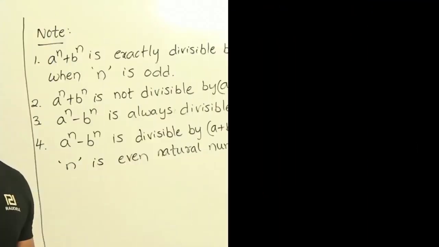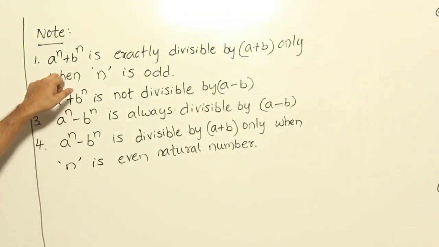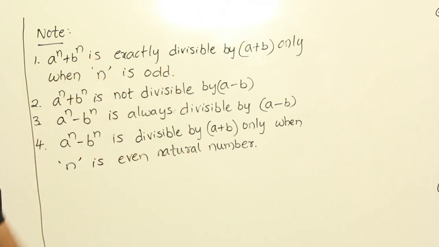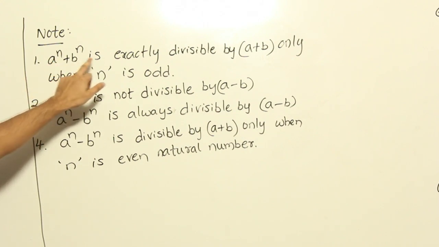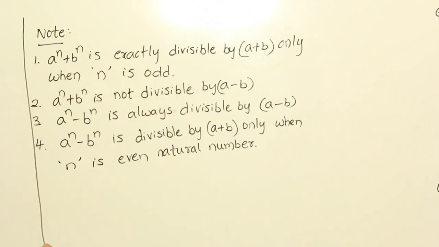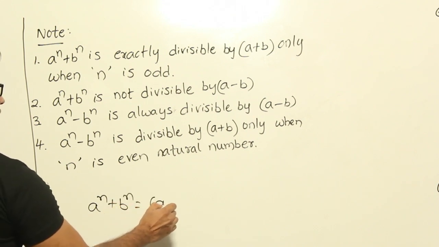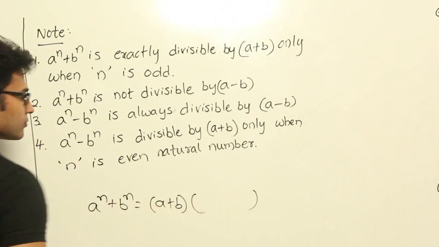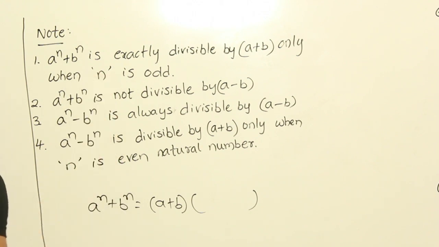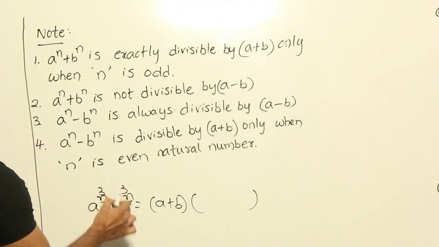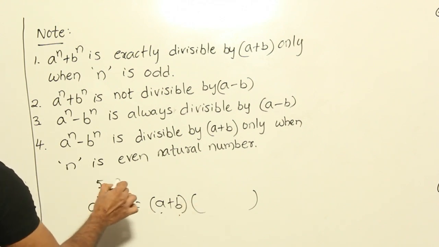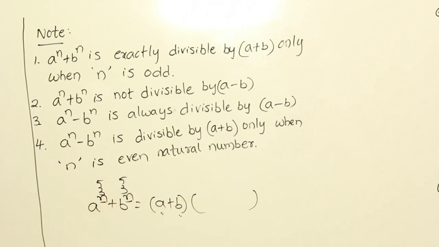Okay. Now you can remember some important points here. One point is a power n plus b power n is exactly divisible by a plus b when n is odd, which means if you have, let's say, n equal to 3, then a cube plus b cube is exactly divisible by a plus b. It means that you can write a power n plus b power n as a plus b into something, right? That is the meaning of the first point, provided n is odd. So a cube plus b cube can be written as a plus b into something. Similarly a power 5 plus b power 5 can be written as a plus b into something, like that.